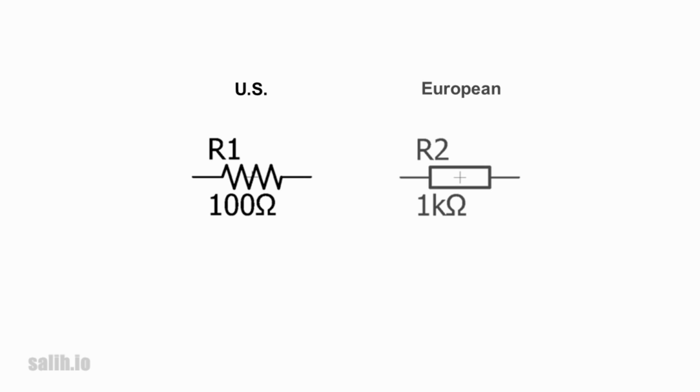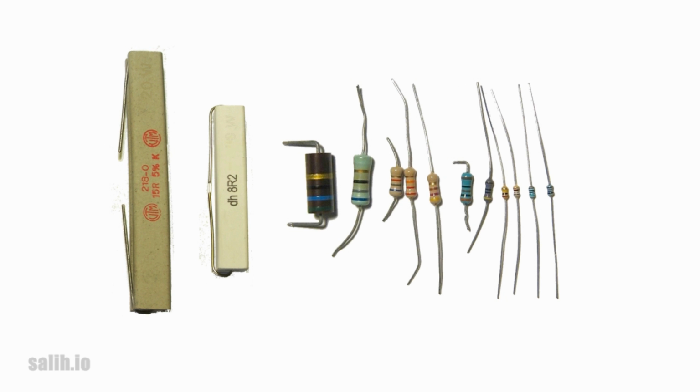This is the US and European schematic symbol for a resistor. In a typical circuit drawing, all resistors will have an accompanying name and value. Resistors come in many shapes and sizes. The size of the resistor typically determines the wattage, or how much heat it can dissipate without burning. From right to left, a 1/8 watt, quarter watt, 1 watt, 5 watt, 10 watt, 20 watt, and so on.